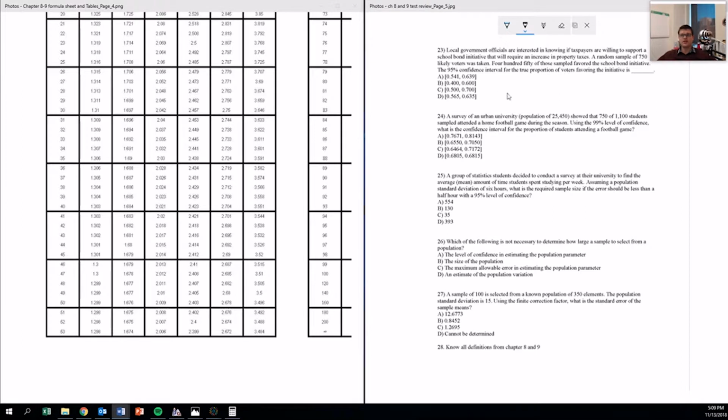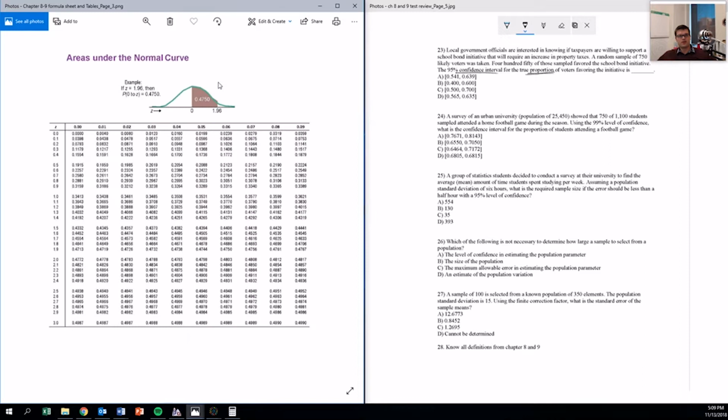is, so right here, the big thing that you need to look at is we're looking at proportion and we want to know the confidence interval. So what is the formula for calculating the confidence interval of a proportion? So we're going to go back up here and we're going to find this right here. The confidence interval of a proportion. So P plus or minus. What is P? P is the proportion.